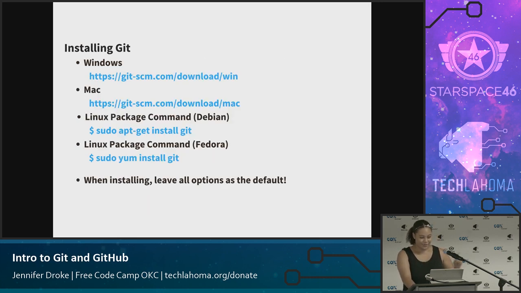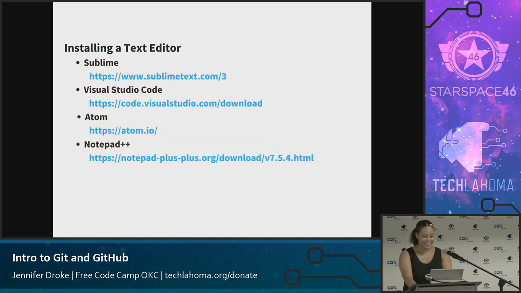So we did go over at the beginning installing Git. For Windows, there's a URL you can go to, and there's a Mac URL. Fancy Linux people, there are package commands you can use. And when you're installing, just leave all the options as default. And then text editor, I just think this will be a better way to show how you would edit your code and then actually keep track of all the versions of it and get it on GitHub. So we'll probably just be editing a text file in one of these text editors. It doesn't matter which one you choose, just pick one and you're good to go.